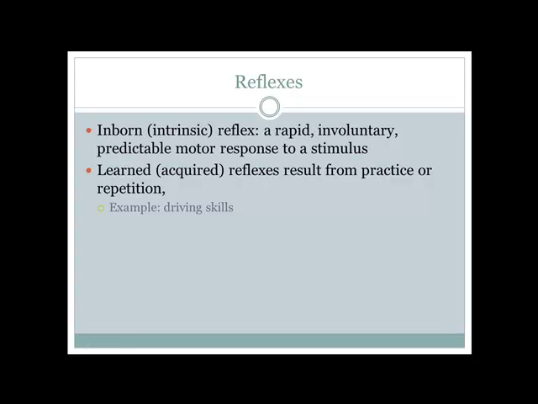With reflexes, you're going to have two types, inborn and learned. Inborn are going to be rapid, involuntary, predictable reflexes, like when you hit somebody's patellar tendon, their knee kicks. That's going to be a good example of an inborn. An acquired reflex is going to be something like driving, hitting a golf ball, or riding a bike.